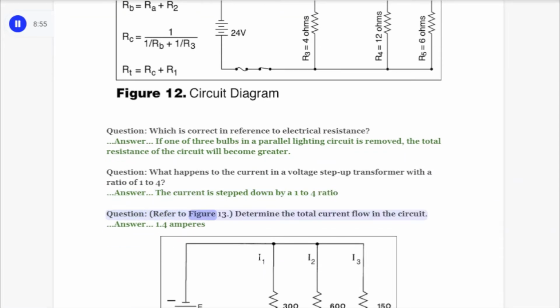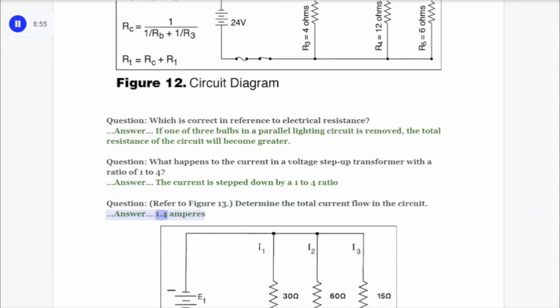Question. Refer to Figure 13. Determine the total current flow in the circuit. Answer. 1.4 amperes.